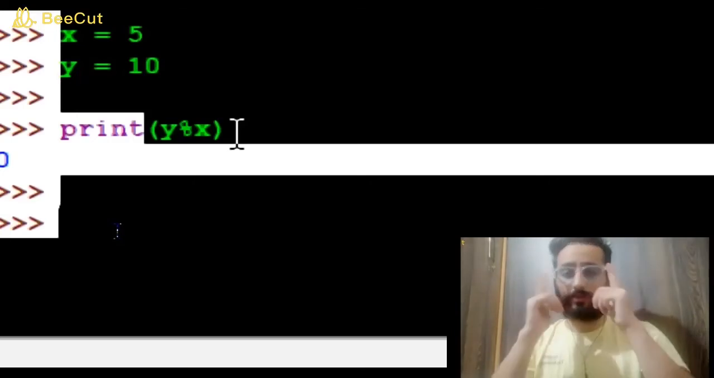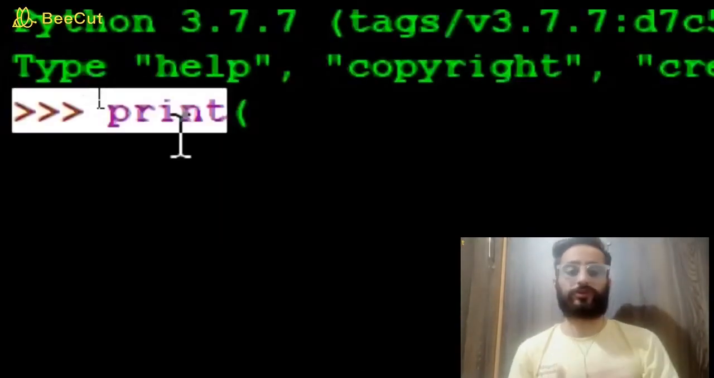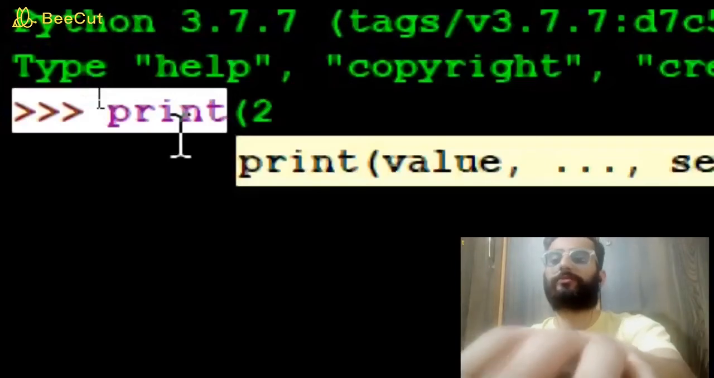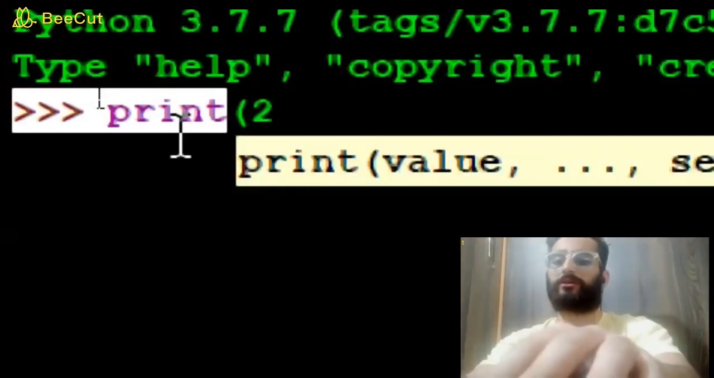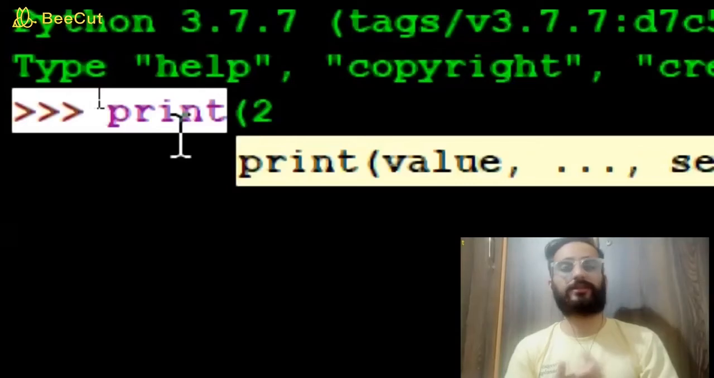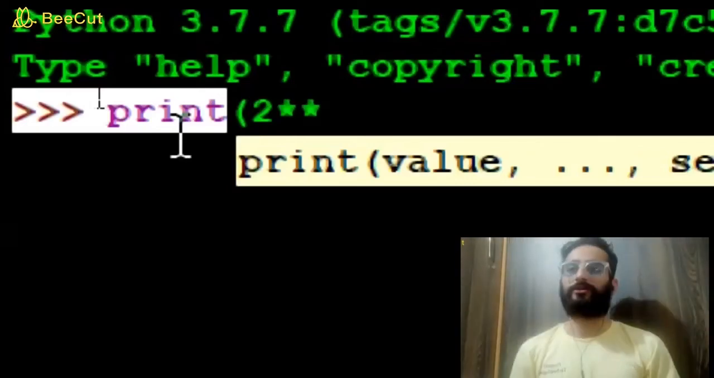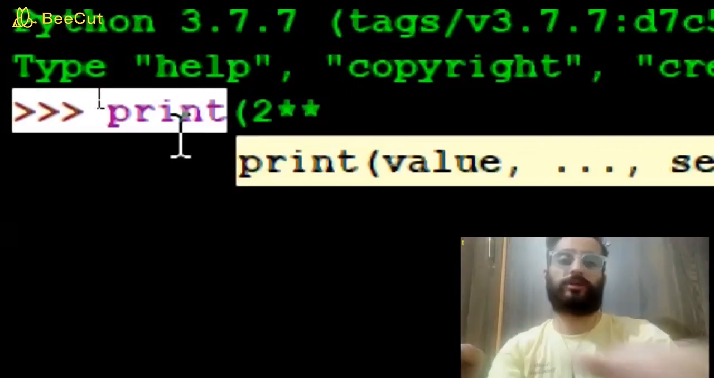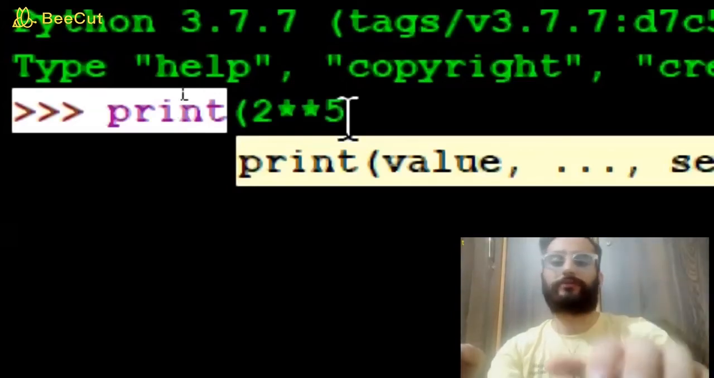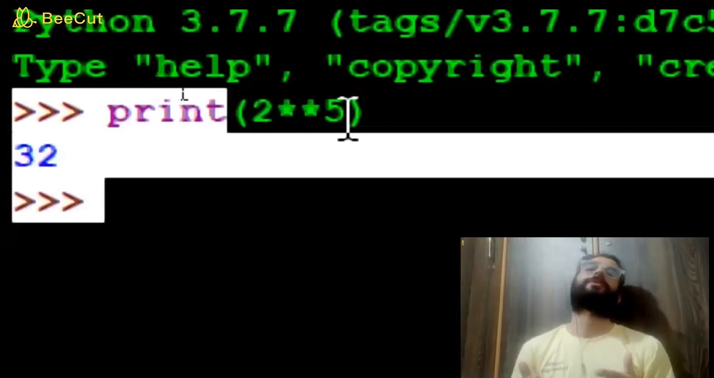We have one more basic operation, that's called the power operation, exponential. Let's take an example. Directly say print 2. How do we represent the exponent here? Double multiplication sign. Two multiplication symbols you have to use. Suppose we have 2 raised to power 5, so that should print 32, and it is printing 32.